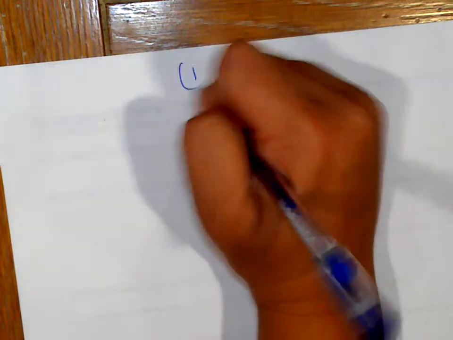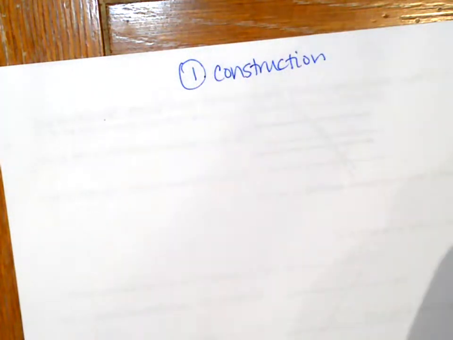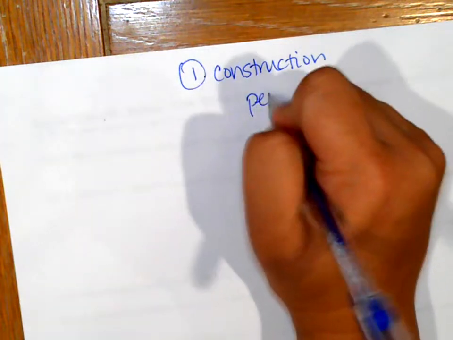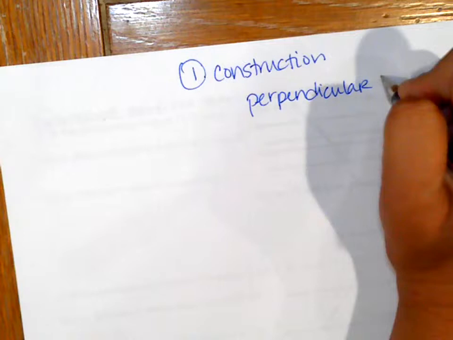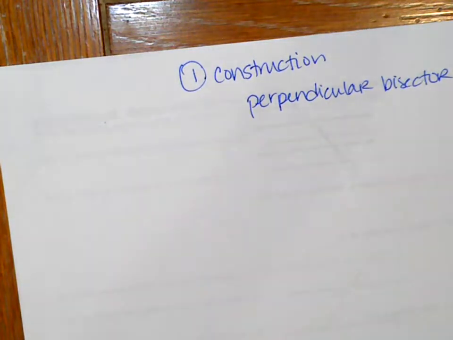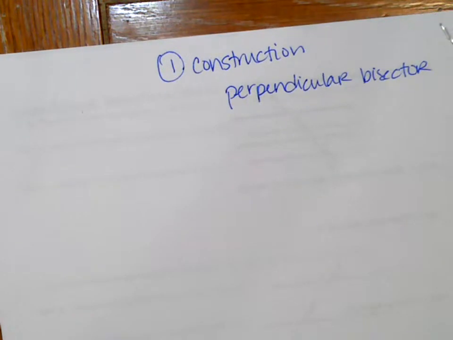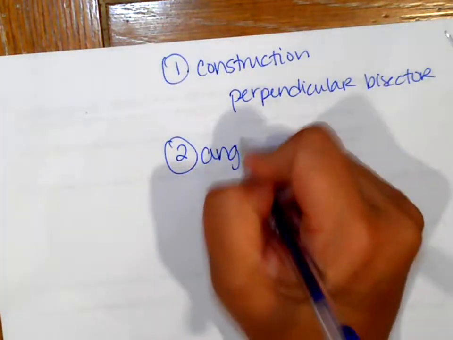So for your exam tomorrow, here's what's going to be on it. You're going to have to do one construction. And I hope everybody practiced their construction. It's a perpendicular bisector. So that's going to be on your test tomorrow. You have to do the construction. It's a perpendicular bisector.